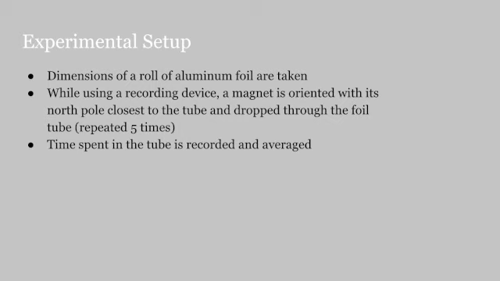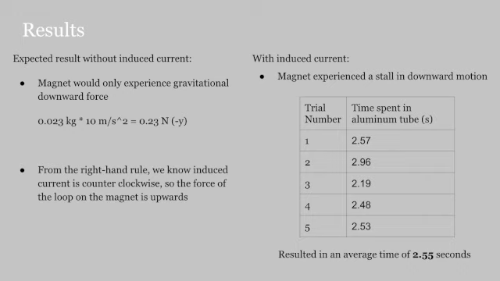So for the experimental setup, dimensions of the roll of aluminum foil were taken. Then, through using a recording device, a magnet was oriented and dropped through the roll of aluminum foil. This was repeated 5 times, and the time spent in the tube was recorded and averaged to yield the most accurate results.